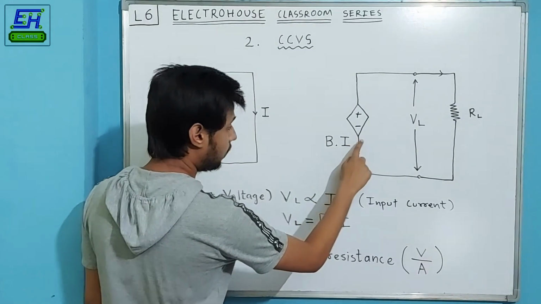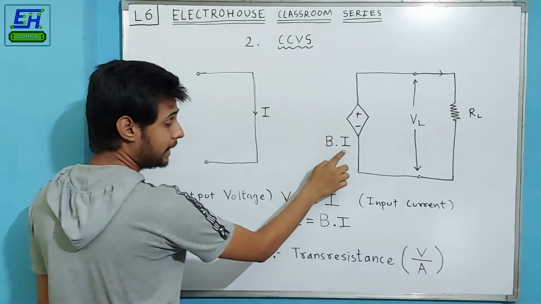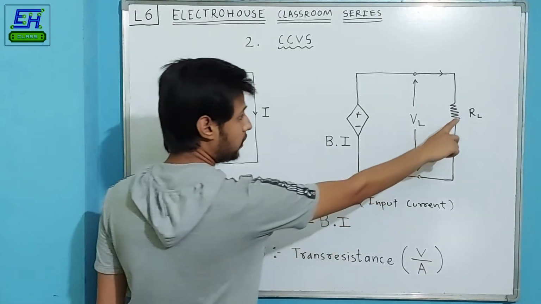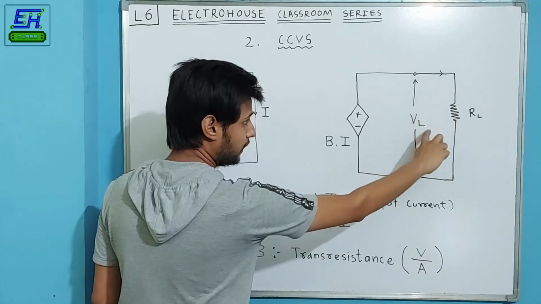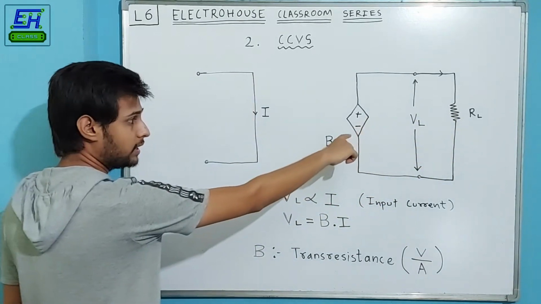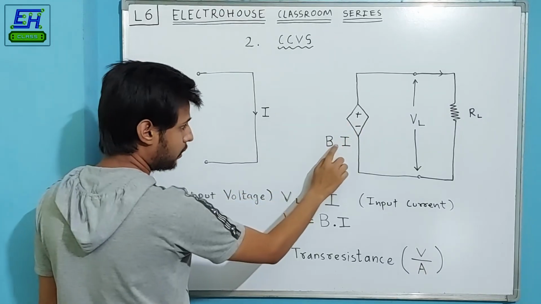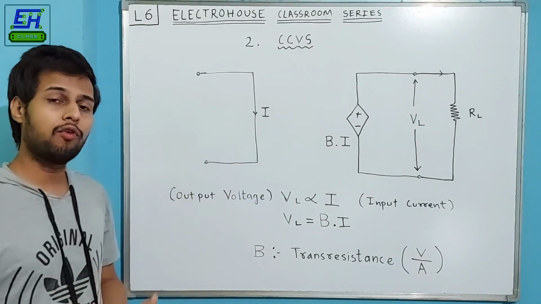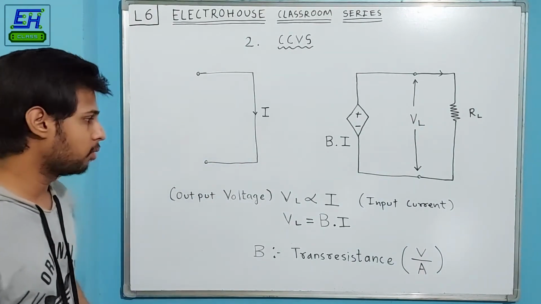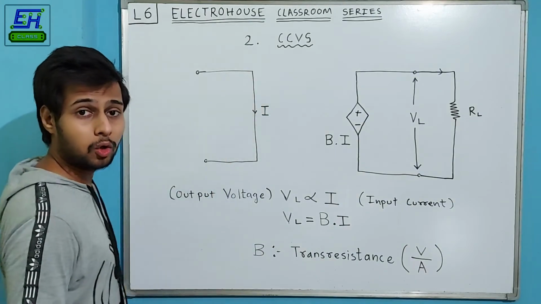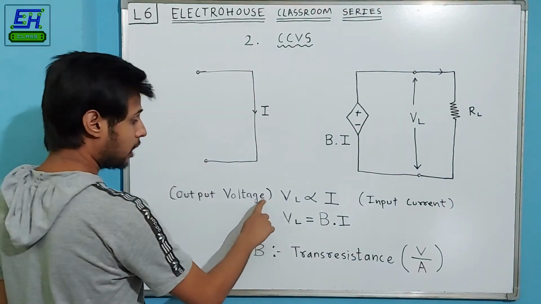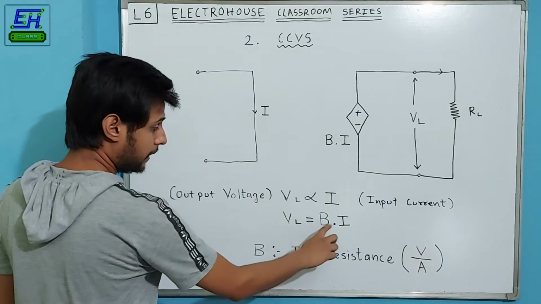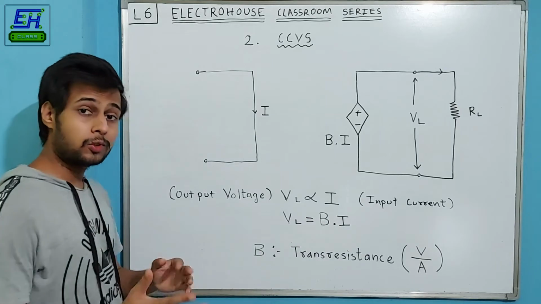Now this is the current controlled voltage source, and this complete term B into I is the voltage across this voltage source. If we connect a load resistance RL, the voltage VL across this resistance will be equal to this voltage source. Here this current I can again be any branch current or current flowing through any internal circuit component. As it is a current controlled voltage source, we are controlling an output voltage VL with respect to some input current I. So VL equals B into I, where B is a proportionality constant.